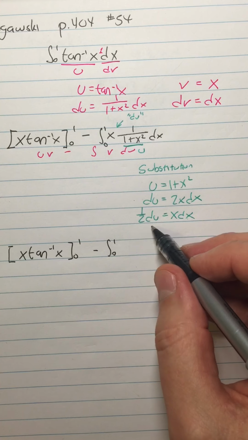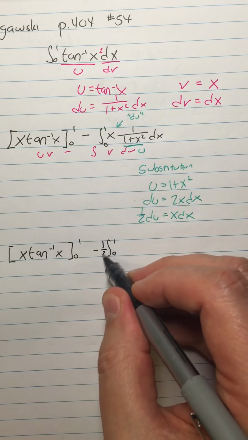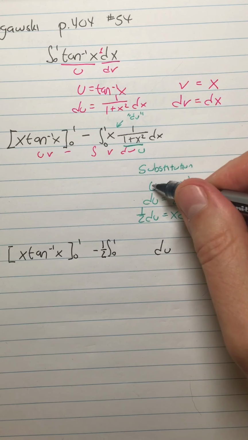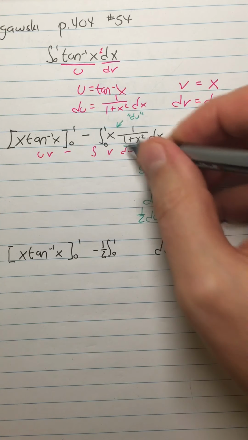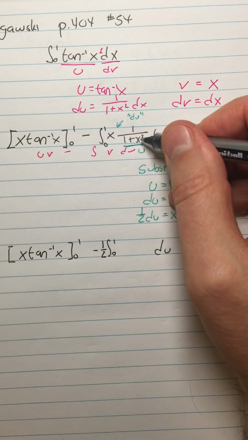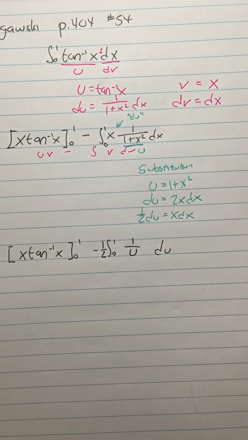x dx we're replacing with 1/2 du, so let's put the 1/2 out here, and then the du is going to be our du, and then I'm going to substitute. My x dx already took care of this x right here, so now I just have 1 over 1 plus x squared, but the 1 plus x squared is u, so I have 1 over u du.